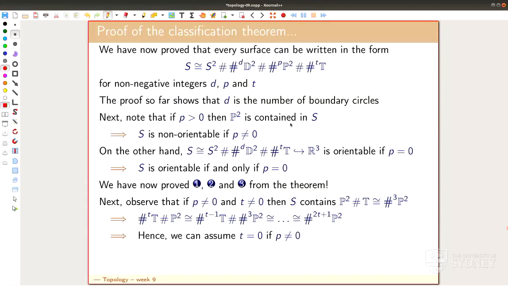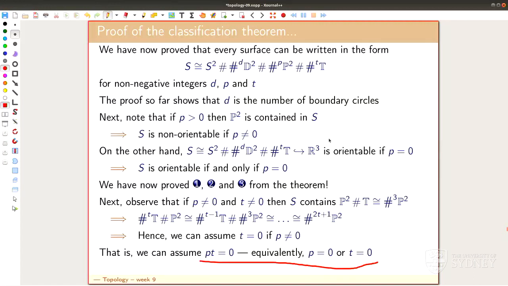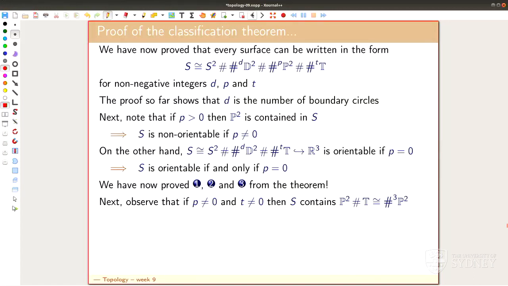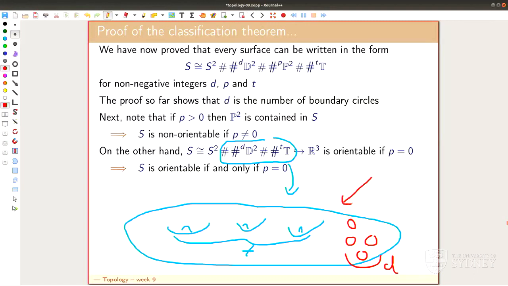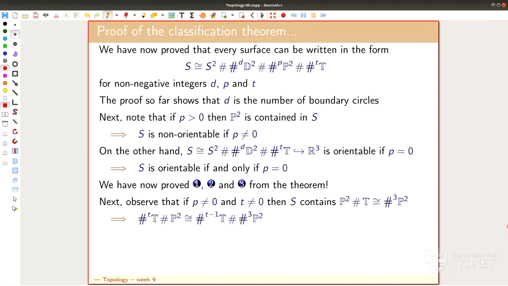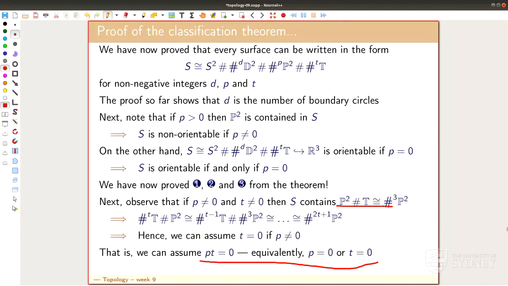So we can always assume that t is 0 if p is not 0. Right? We can always just pull out more projective planes instead of tori. So that's the same as just writing this condition, because this condition really just says that, right? So one of them is 0. Right? So if p is 0, we are in this case. So this is p is 0. And if p is not 0, use this funny thing here to just make everything into a projective plane. So tori actually vanish.